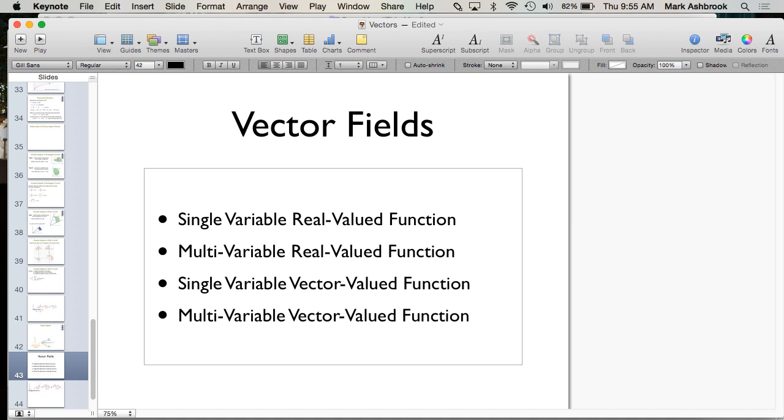Single variable vector valued function, what is that? How does it graph? Where have we seen those before? All right, and then a multivariable vector valued function, what might that be? Okay, go. Take 2 minutes. We've got to know what these things are. Go.